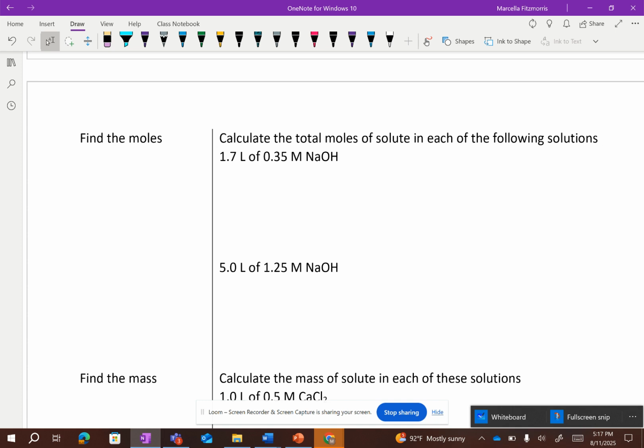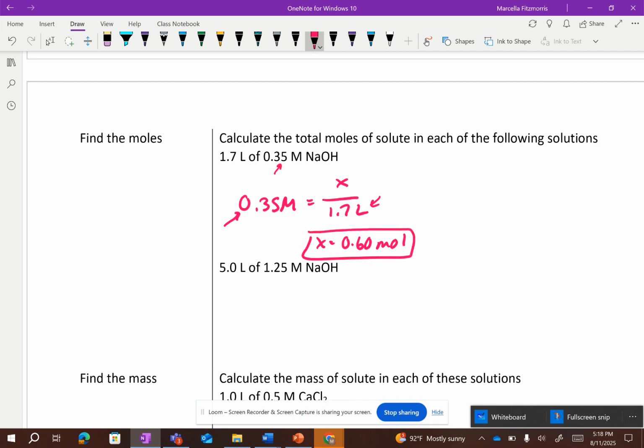Now we're going to calculate the moles. Okay. So, if we have 0.35 moles in 1 liter, and we want to know moles, and we have 1.7 liters of the stuff, if there's 0.35 moles in 1 liter, how much is there in 1.7 liters? Well, we do the math on that, and we find we have 0.60 moles to 2 sig figs of our NaOH.